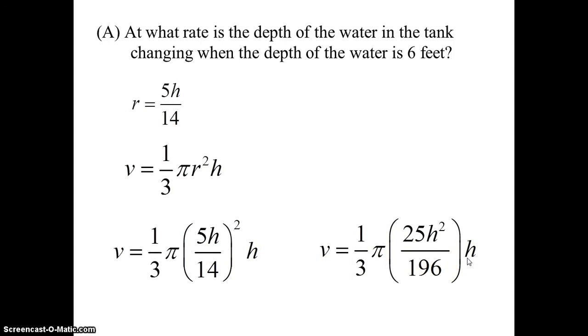From there, let's start putting things together. 1 times 25 we know is 25. We've got our pi. 3 times 196 is 588, and h squared times h gives us an h cubed. Again, so what I have is an equation for V strictly in terms of h, so the need for the product rule is no longer there. It's just going to be a little simpler equation to work with. Let's derive.